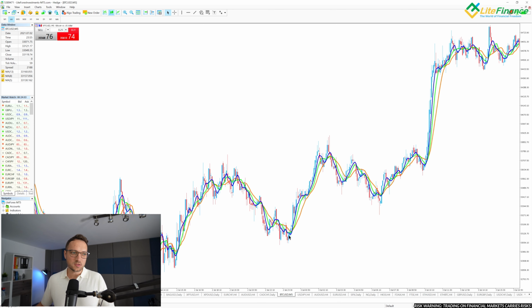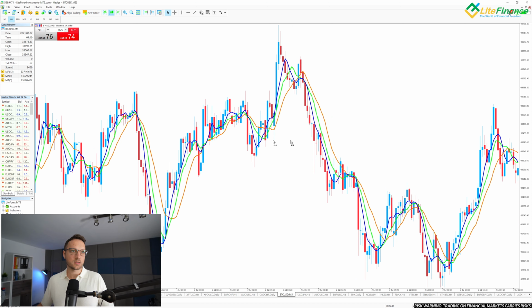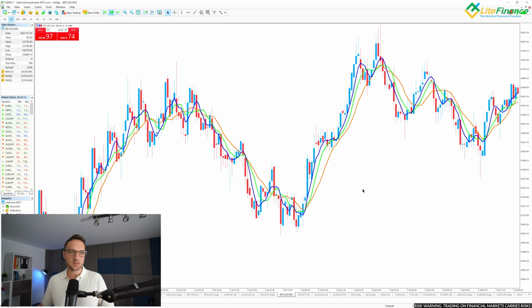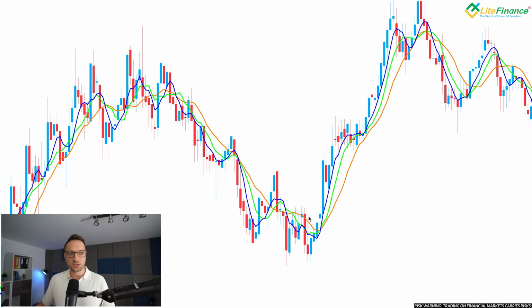So we have the situation right here. I missed that. So let's find it, yes, it is right here. We are consolidating here, and the lines are crossing each other many times. And right here, the most important one, the fastest one, which is the 5 period, crossed the other two and indicated the stronger move upward.